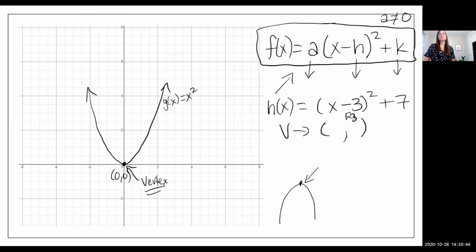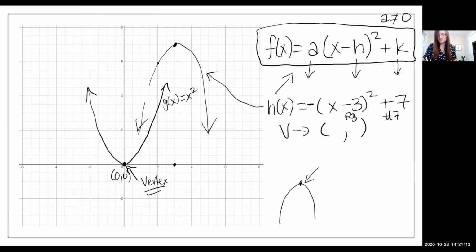So your x values had to add 3 in order to compensate to be the same thing as what it was when it didn't have that minus 3 there. And then you added 7, so you went up 7. And so from 0, 0, you went right 3 and up 7. And then if I also made this negative, then this would all be the same, but downwards facing.